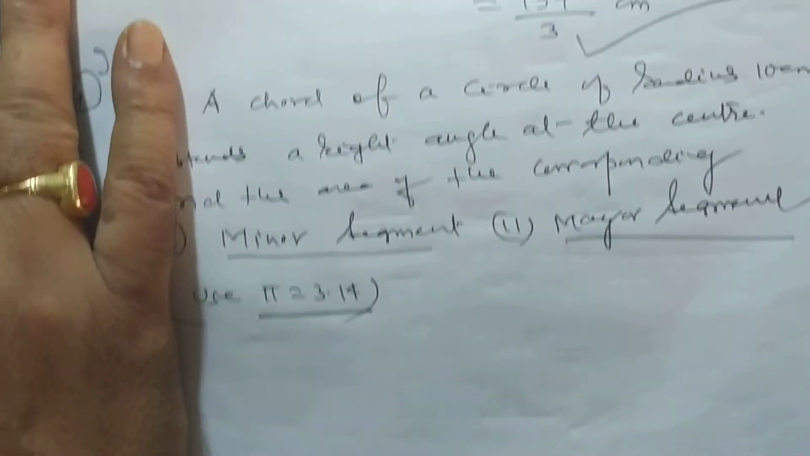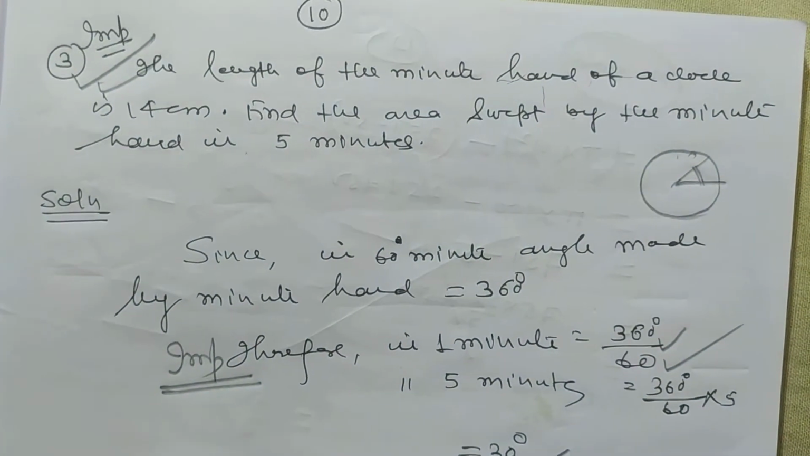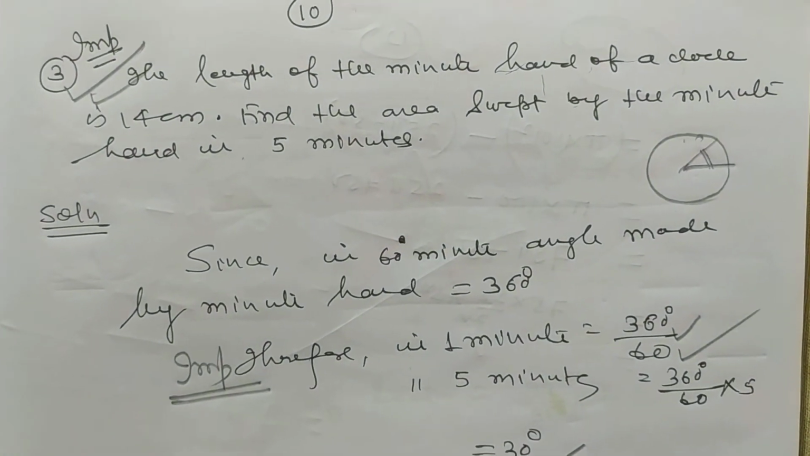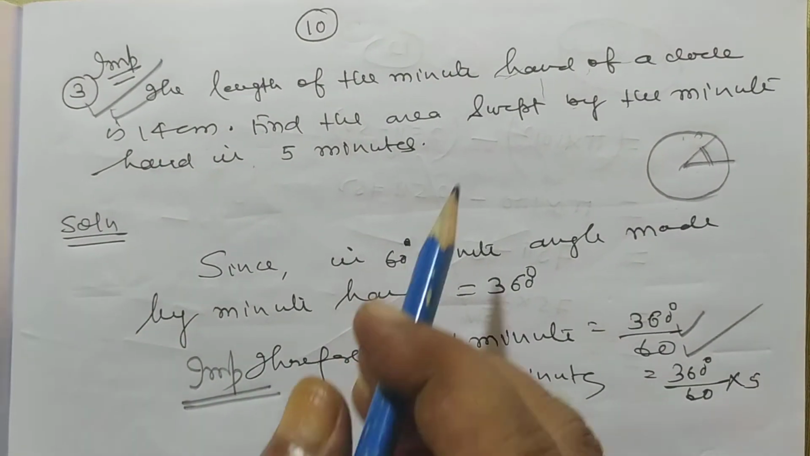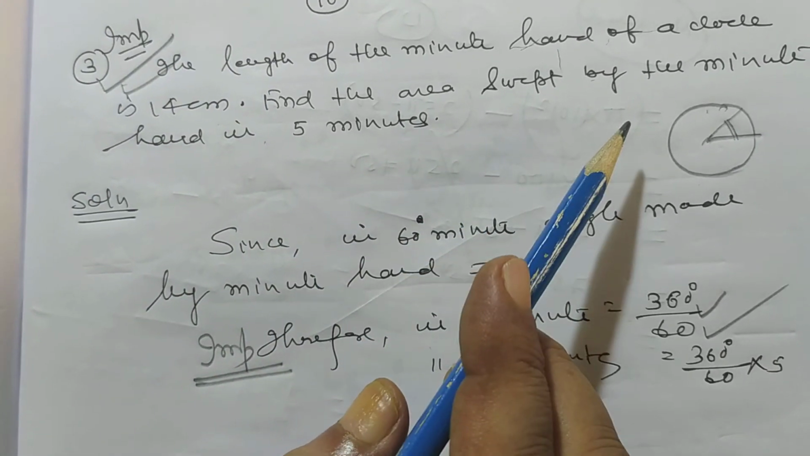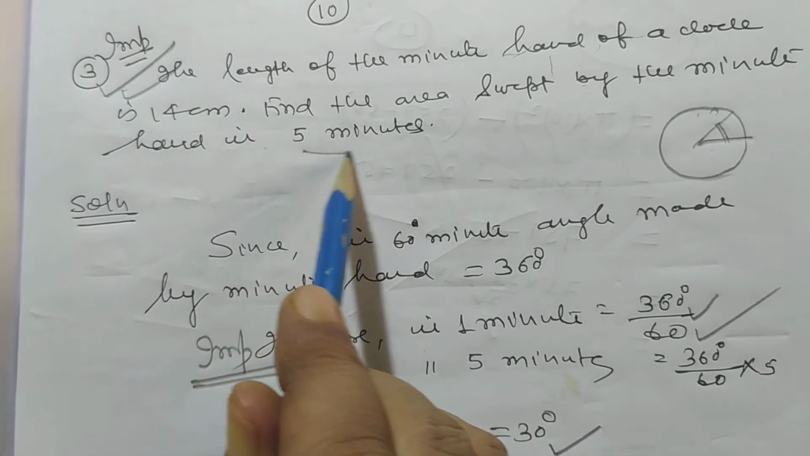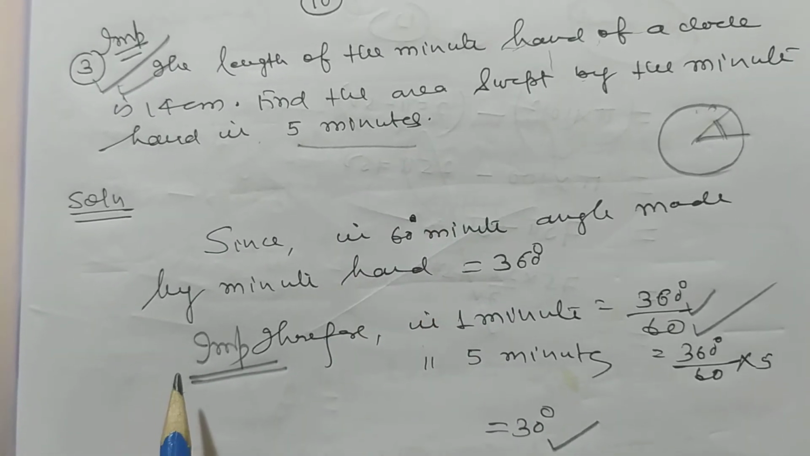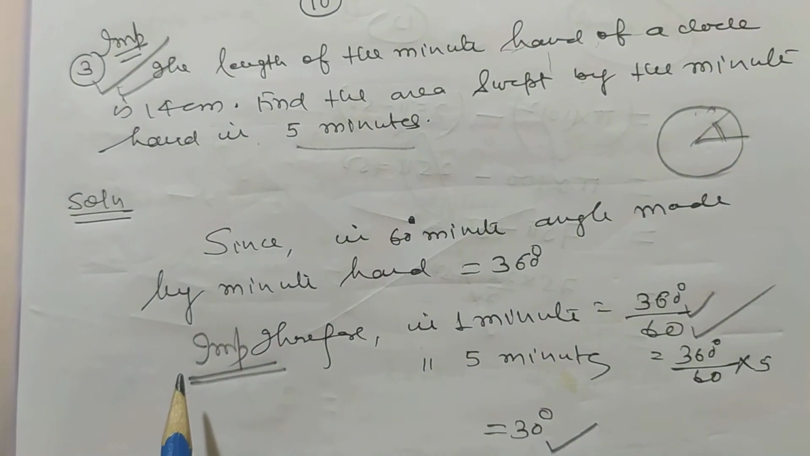Now we want to solve problem number 3. The length of the minute hand of a clock is 14 centimeter. Find the area swept by the minute hand in 5 minutes. This problem is also very, very important. It is a very conceptual problem.